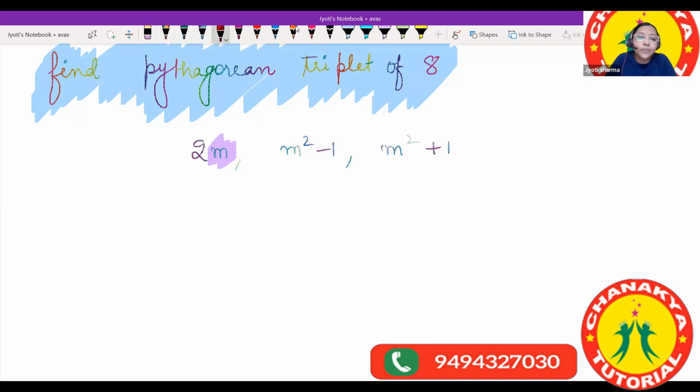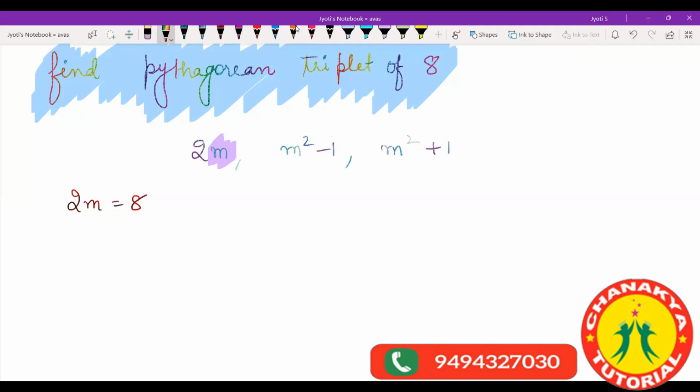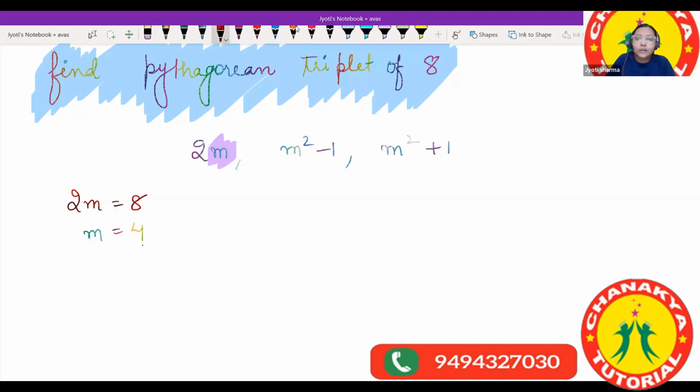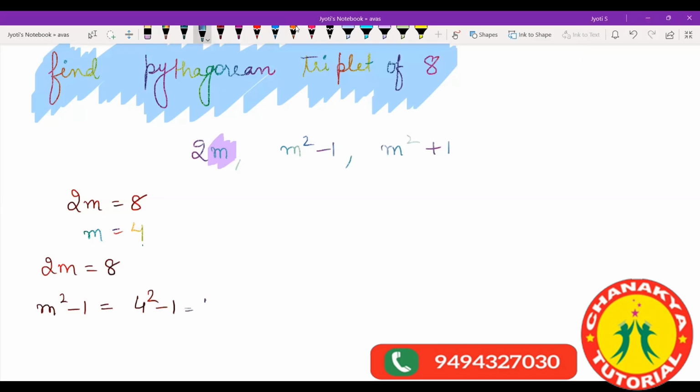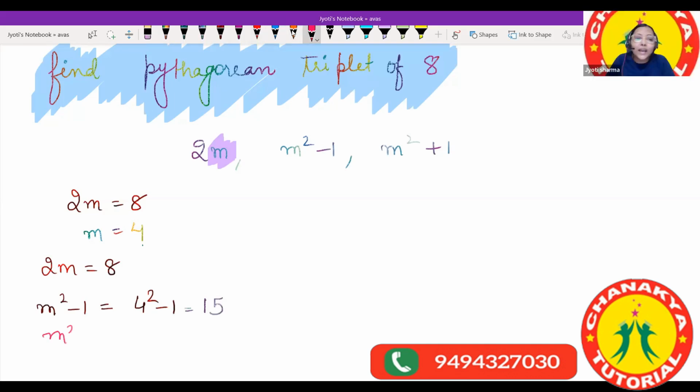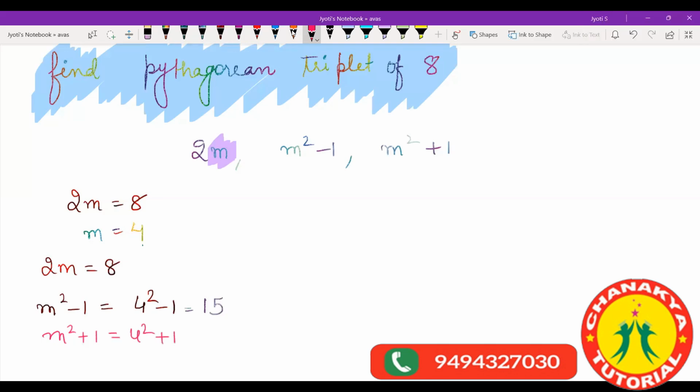Take your 8 and keep 2m equals 8. What will be the value of m here? Ma'am, 4. m is equal to 4. So, definitely, the first Pythagorean triplet member is 2m, which is 8, that is 4 into 2. Next is m square minus 1, so 4 square minus 1. What is 4 square? 16 minus 1, the answer is 15. Next, m square plus 1: 16 plus 1, 17. So we got the three Pythagorean triplet members: 8, 15, 17.